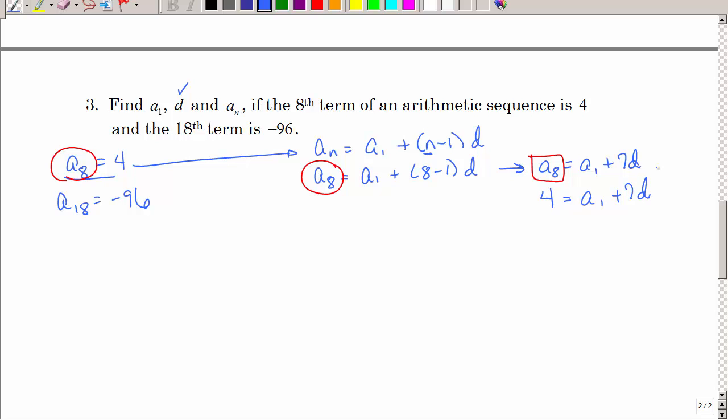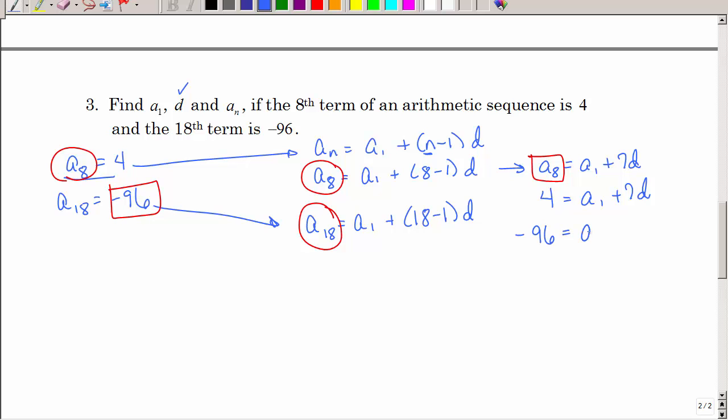I know that's not helpful, but that's what I've got. All right, let's do the same thing here. I know the 18th term. Let's see, A1, that's 18 minus 1 times D. But again, what is the 18th term? Negative 96. So I can write that as negative 96 equals the first term plus 17D.